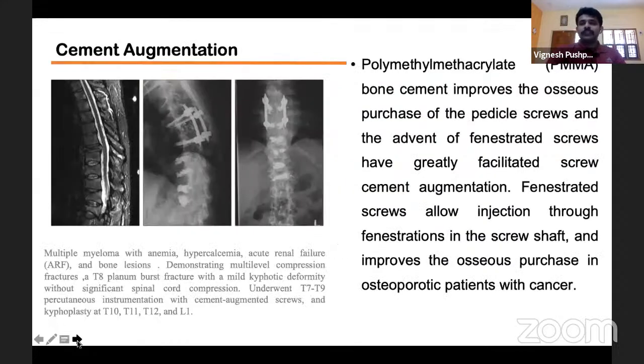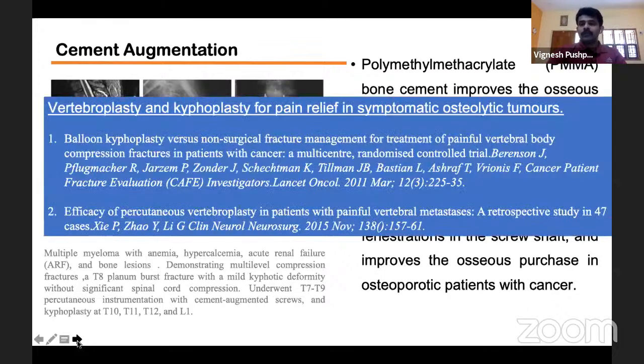Polymethyl methacrylate cement injection through the fenestrated screws improves the osseous purchase of the pedicle screws. The patients who had undergone only balloon kyphoplasty experienced significantly better pain reduction and improvement in disability indexes that persisted up to 6 months. Similarly, for vertebroplasty, pain reduction has been shown in patients treated for spine metastasis, which is not mentioned in our paper.